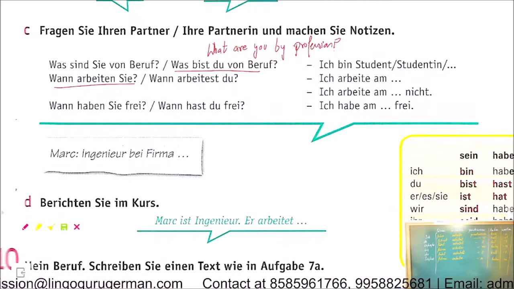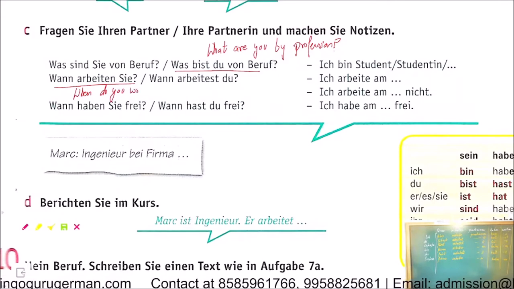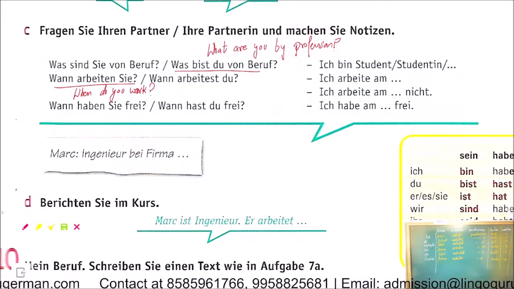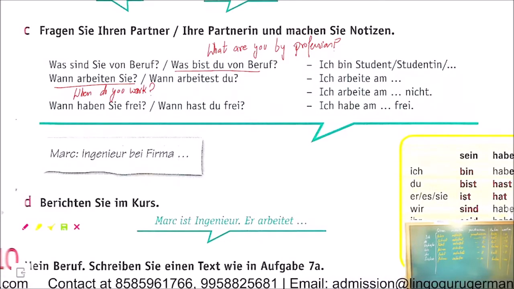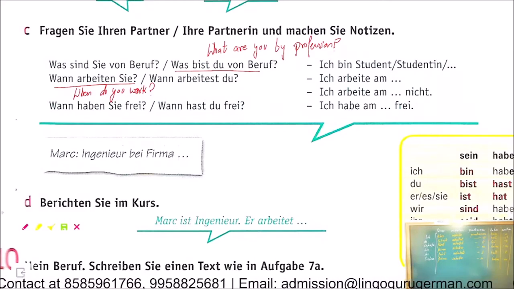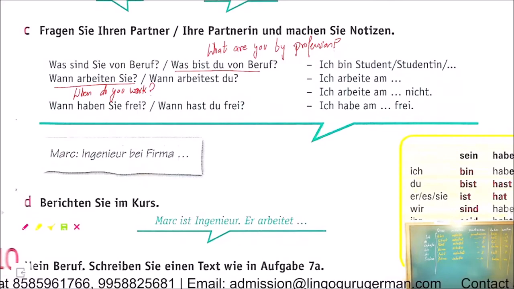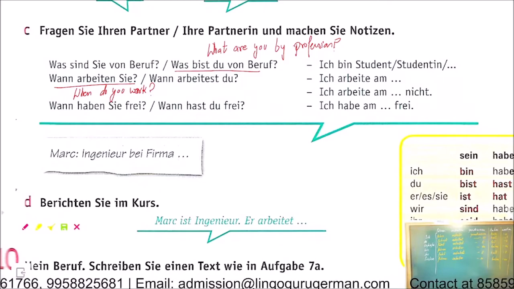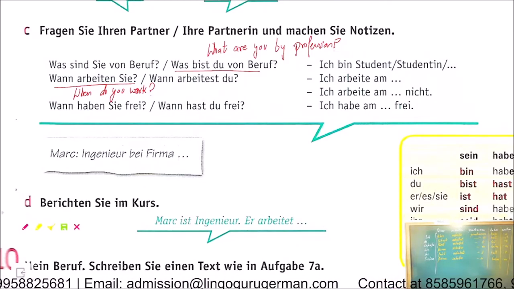Wann arbeiten Sie? When do you work? Arbeitest du? When do you work? Ich arbeite am Sonntag. Ich arbeite am Montag. Ich arbeite am Dienstag. Ich arbeite am Wochenende. Wann haben Sie frei? Ich habe nie frei. I don't have free. Ich habe am Montag frei. I am free on Monday. Ich habe am Dienstag frei.